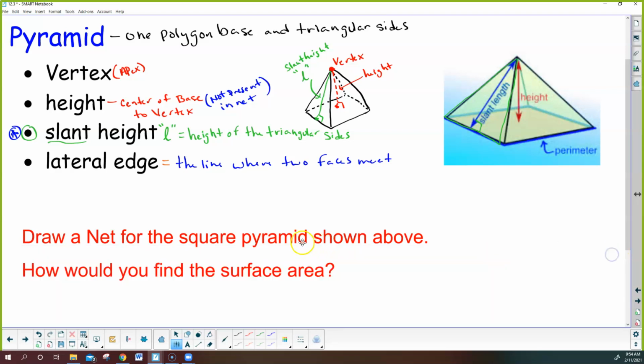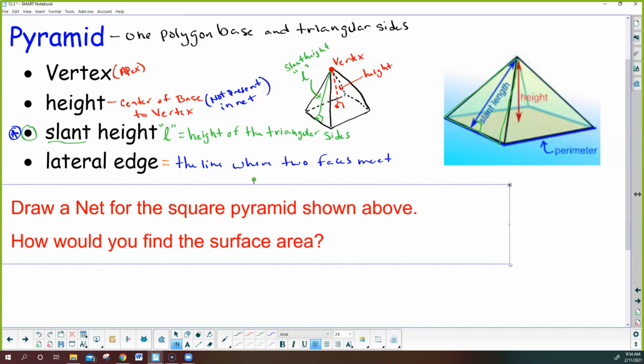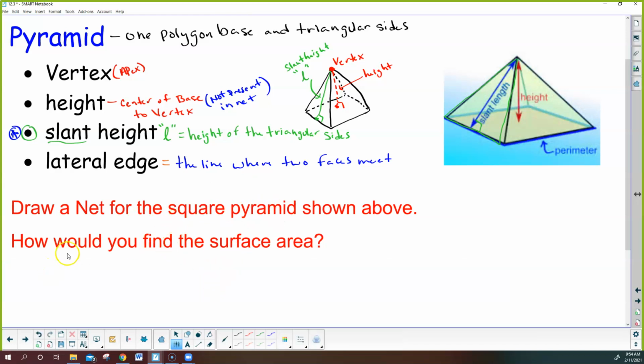Okay? What I'd like you to do is draw a net from either the picture that we drew or the picture that's given here. And let's pretend that my picture drawn, or the picture here, is a square pyramid. So draw a net, and then think about how you would find the surface area.